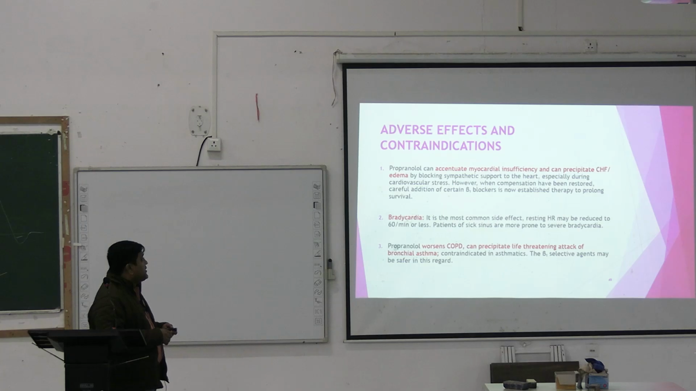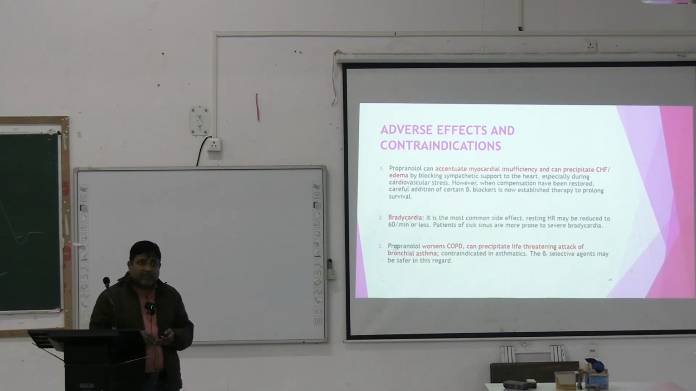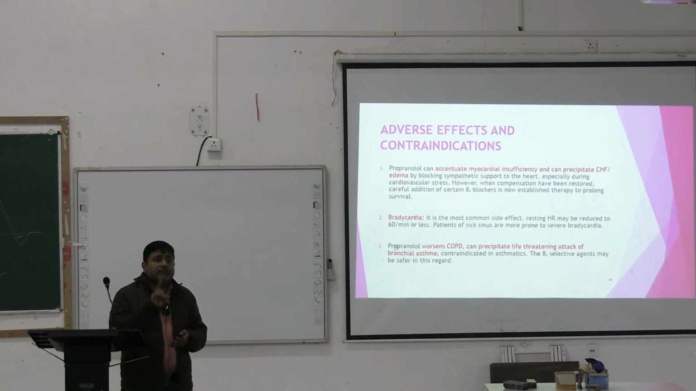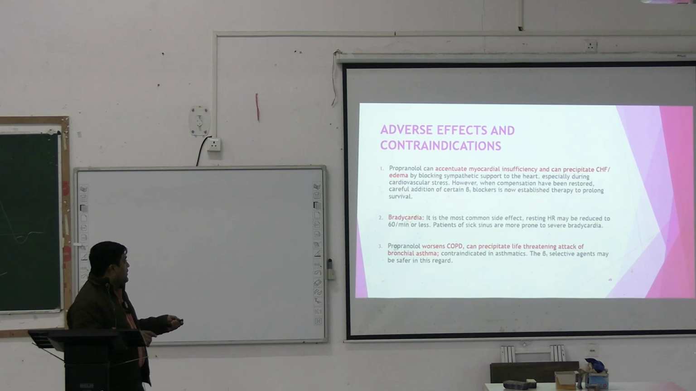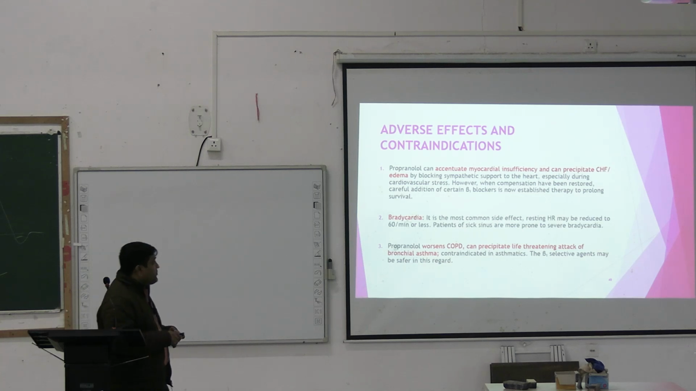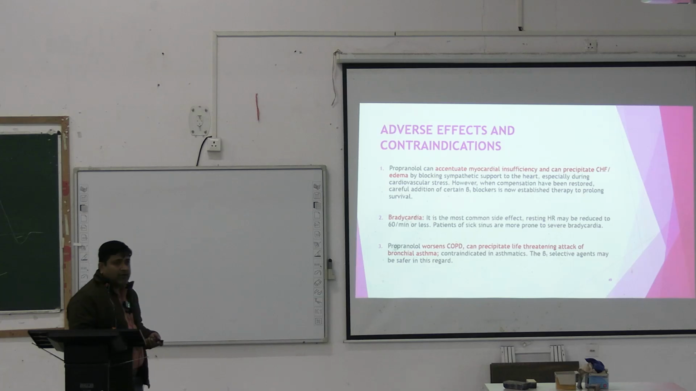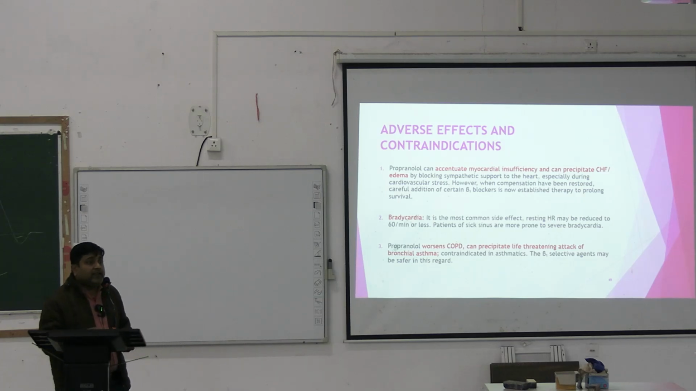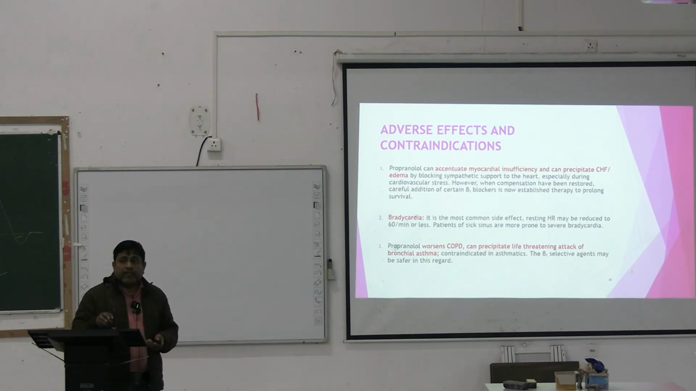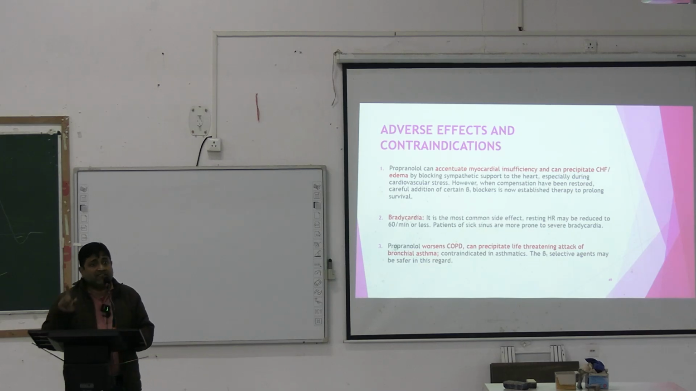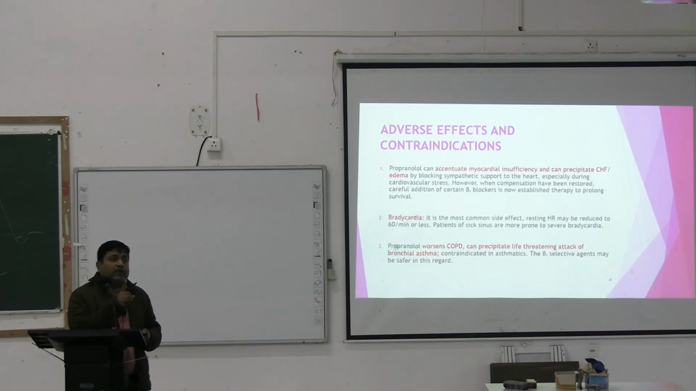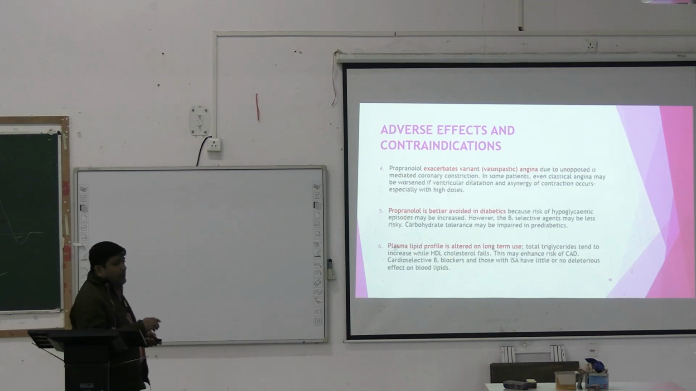Bradycardia is the most common side effect. Resting heart rate may be reduced to 60 per minute or less. It is more seen in patients with sick sinus syndrome. Propranolol worsens COPD and can precipitate a life-threatening attack of bronchial asthma. So, these drugs are contraindicated in asthmatic patients. But if in an asthmatic or COPD patient a beta blocker is necessary, then a cardio-selective beta blocker can be given cautiously.